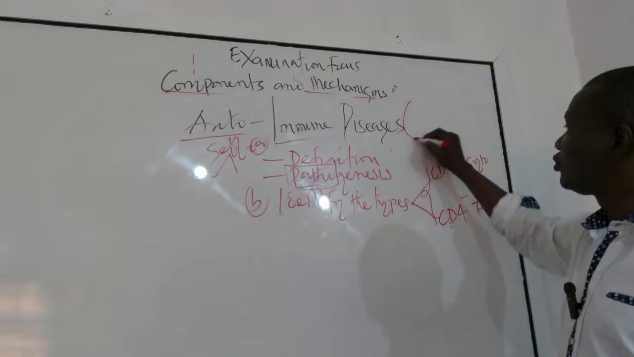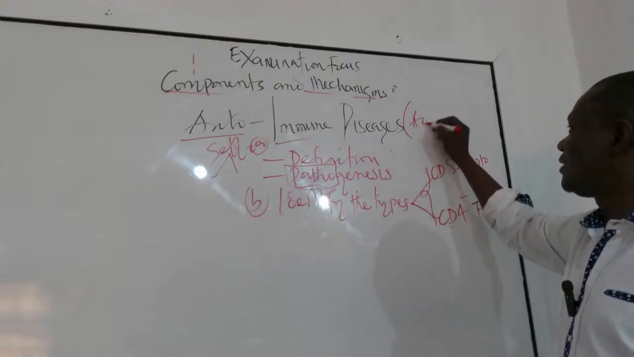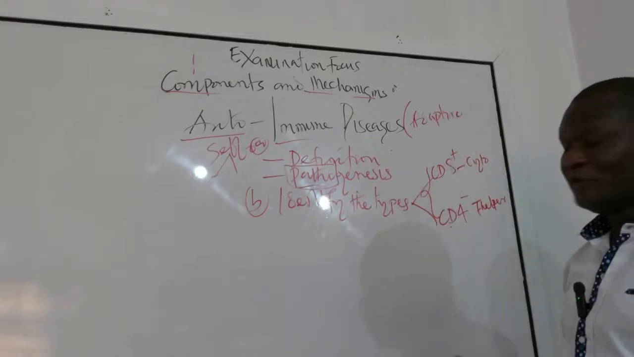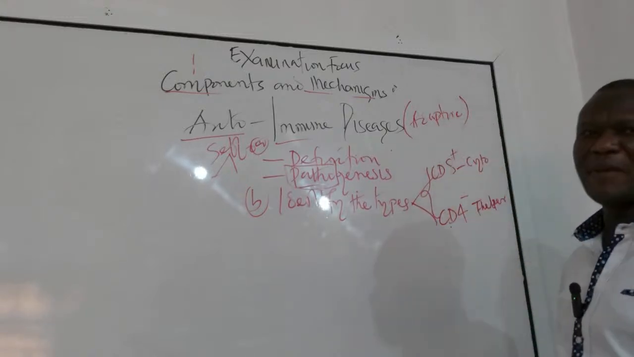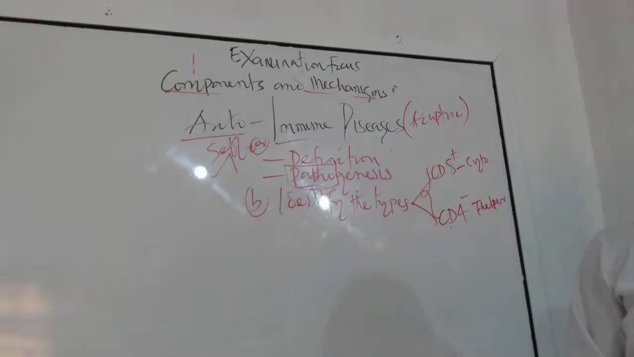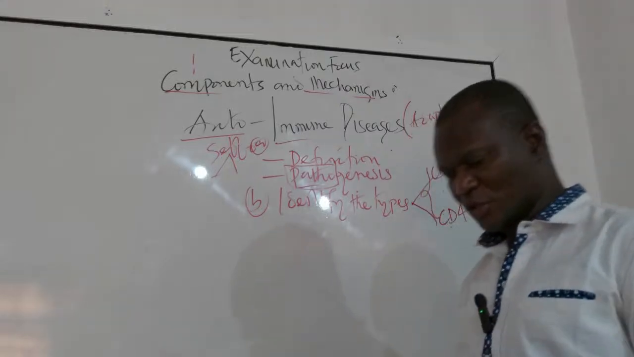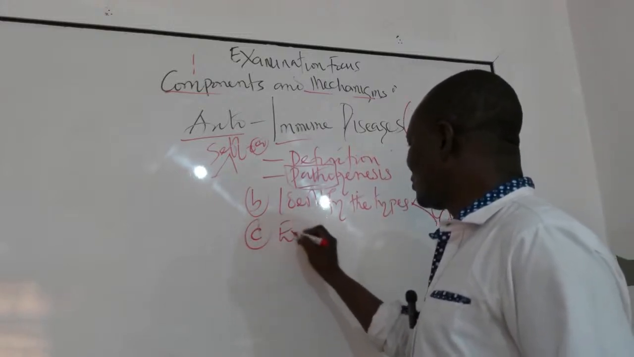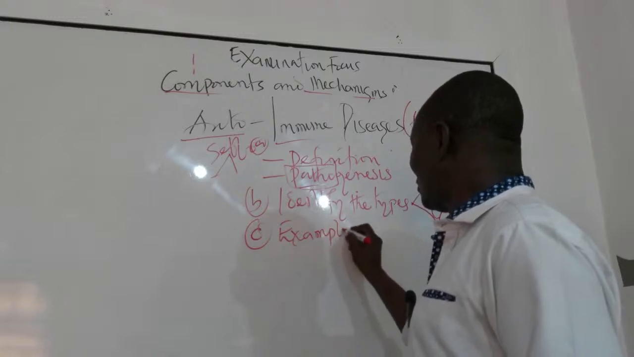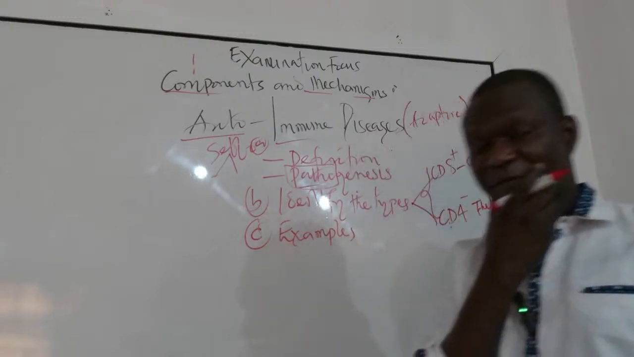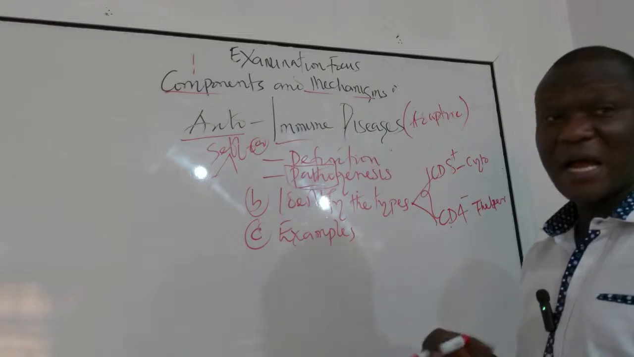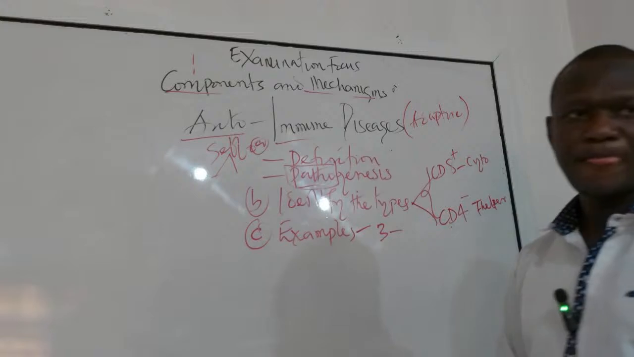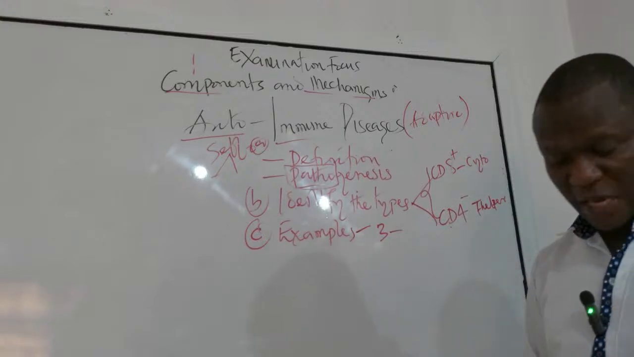In fact, when there is an autoimmune disease, that means the adaptive arm of the immune system is badly affected. Something is wrong with that. Then, apart from that, you should be able to give examples. This is very, very important. If you cannot mention examples, and when we say examples, you should be able to mention nothing less than 3.